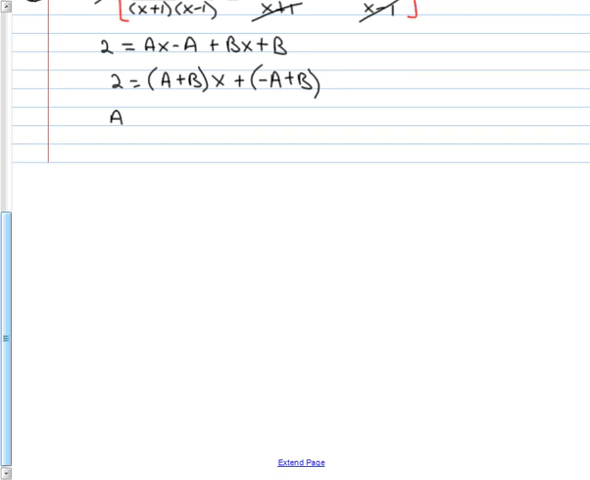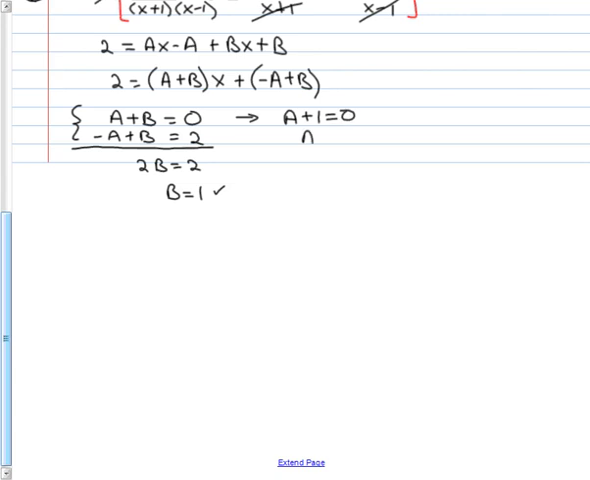So what does a plus b equal? 0. Don't let them fool you twice. 0. What does negative a plus b equal? 2. Now we're going to go ahead and solve this. Well, I can just add them together and my a's eliminate. 2b equals 2. b is 1. And if b is 1, a is what? A is negative 1.